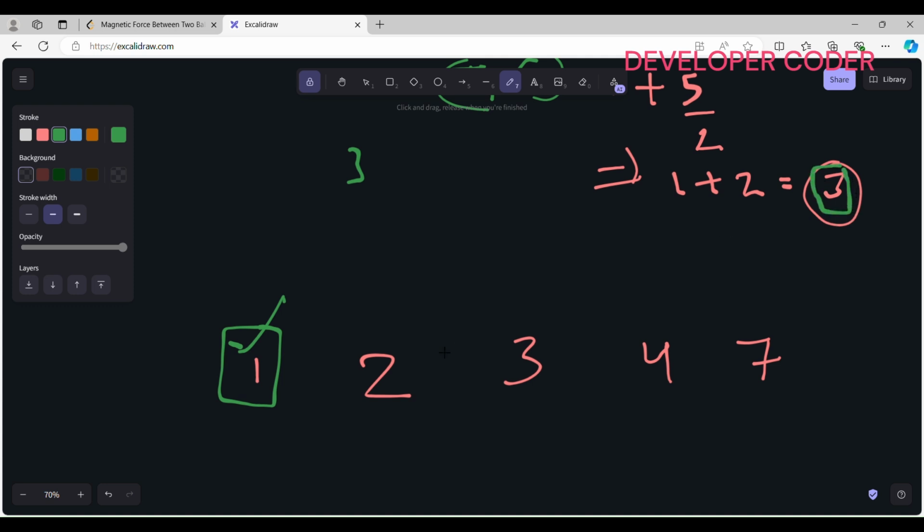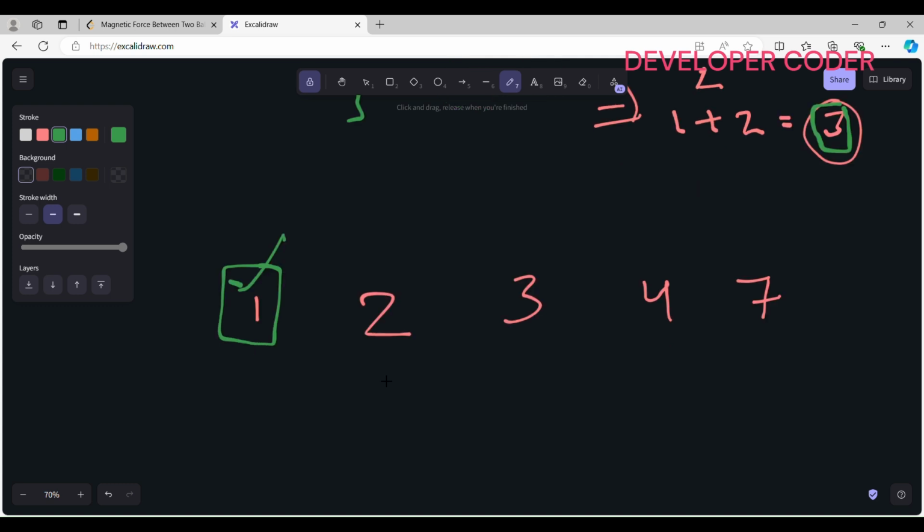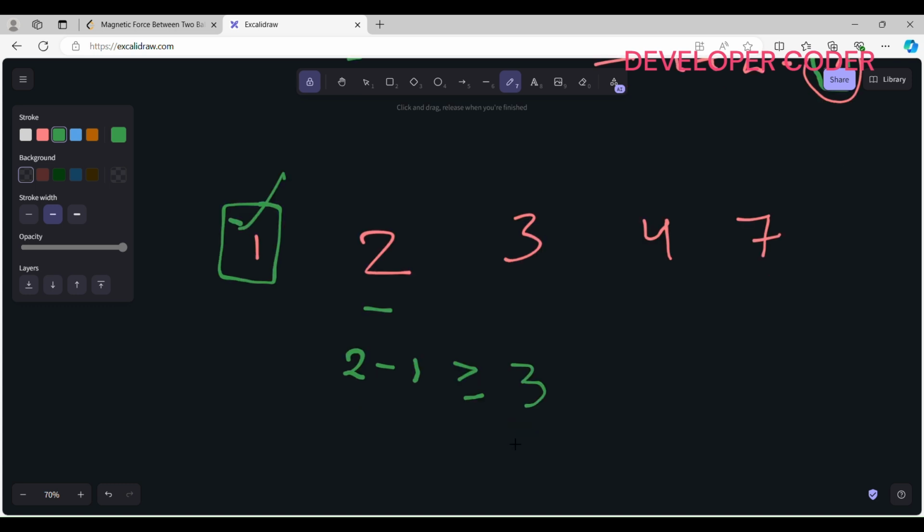Now my mid is 3, right? So after that, what do I have to do? I have to check this value: 2 minus my last position, which is this, 2 minus 1, is it greater than or equal to my mid, which is nothing but the min force? This is the minimum force that I have to maintain right now. So 2 minus 1 is greater than or equal to 3? 1 is greater than or equal to 3? No, it is false. So definitely I'm not going to place my ball here.